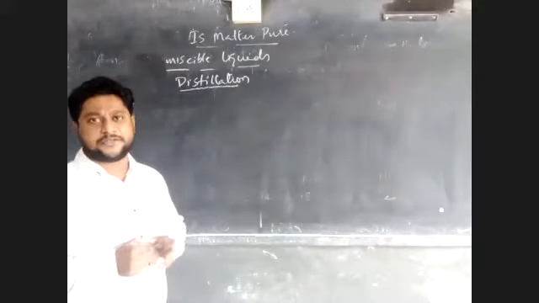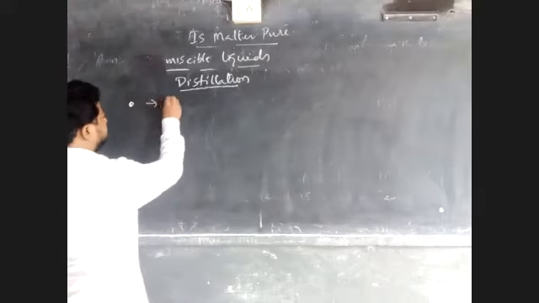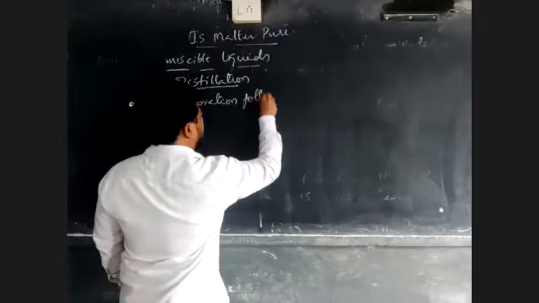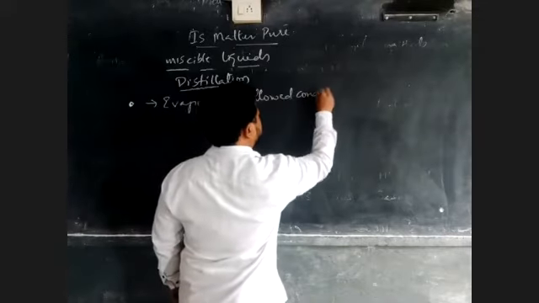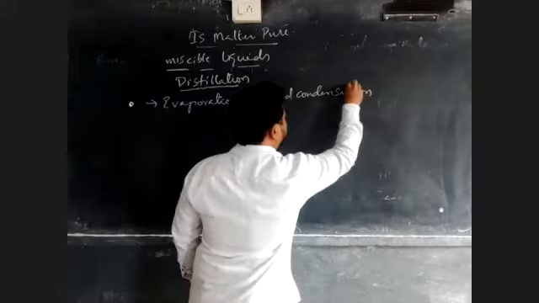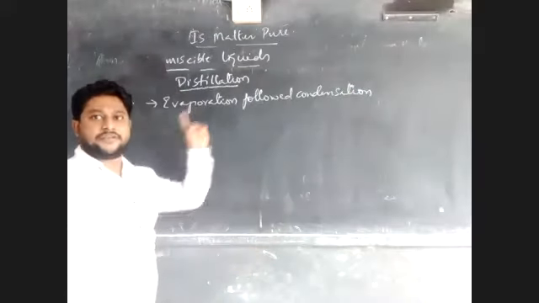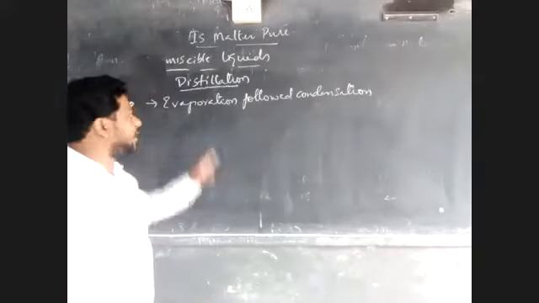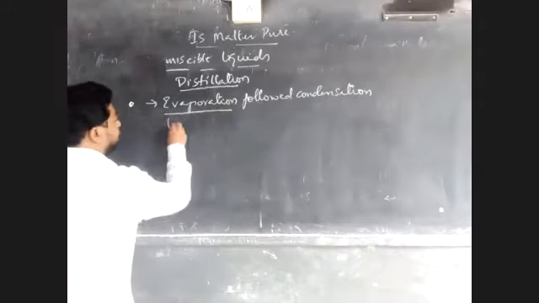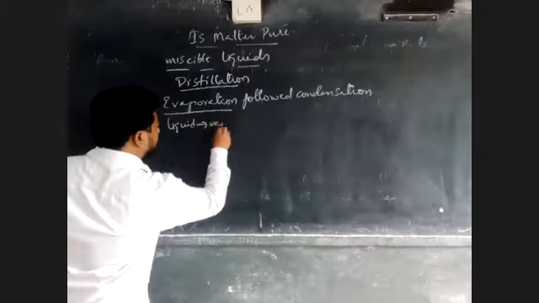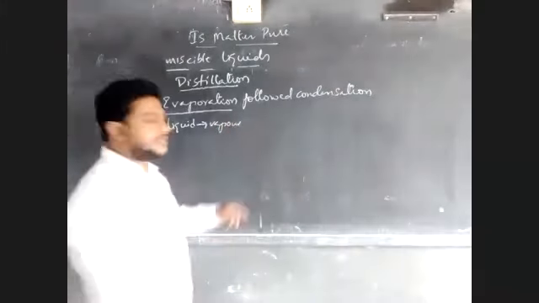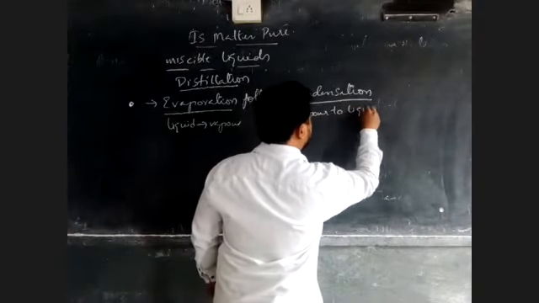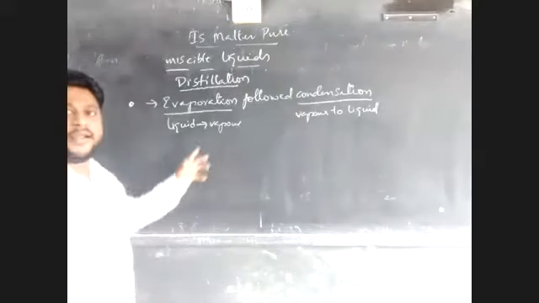Now what is distillation? That is evaporation followed by condensation. What is evaporation here? Conversion of liquid to vapor. Now, what is condensation? Conversion of vapor to liquid. Okay.